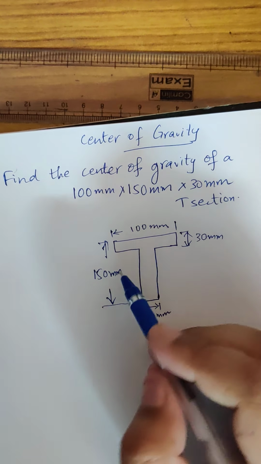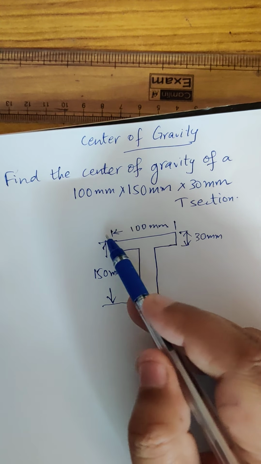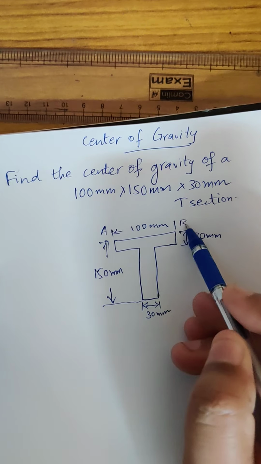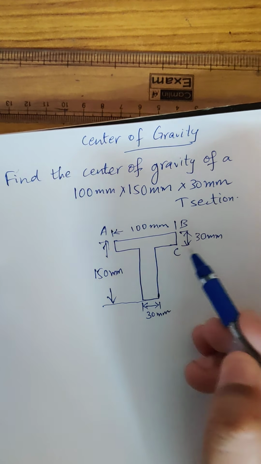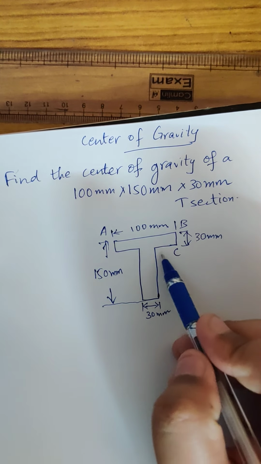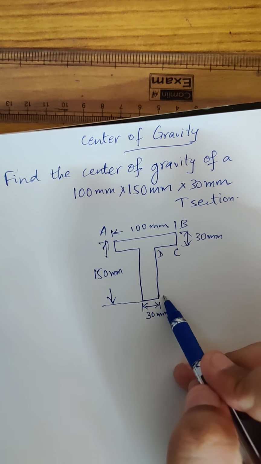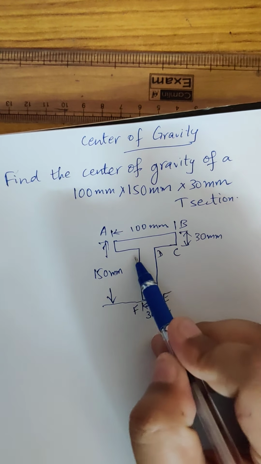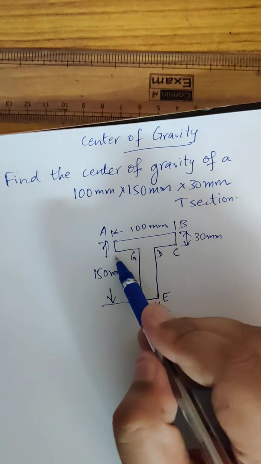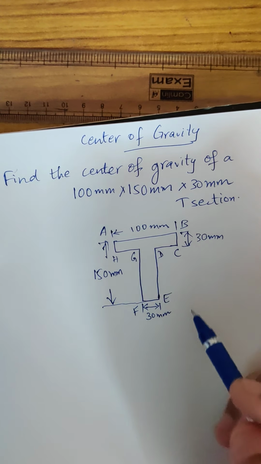So now we'll try to name this. We'll name it as A, B, this flanges C and D. We'll name it in order so that it will not get confused. E, F, G, H. Is that clear, students?